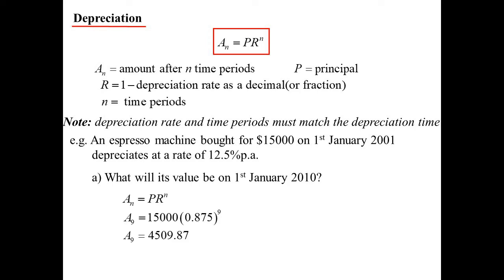So there's our formula. We're depreciating by 12.5%, so 0.875. That would be 9 years. We're starting 2001, going to 2010. Look at that, 15,000 has gone to 4,500. Jeez. During which year will the value drop below 10% of its original cost?